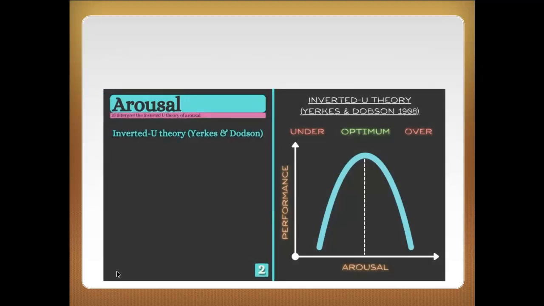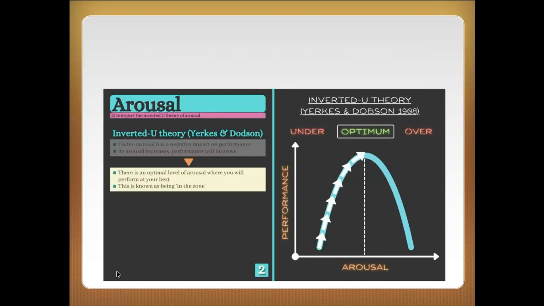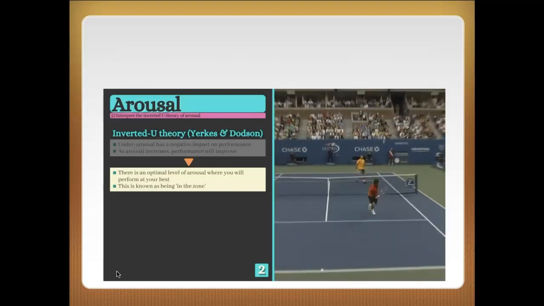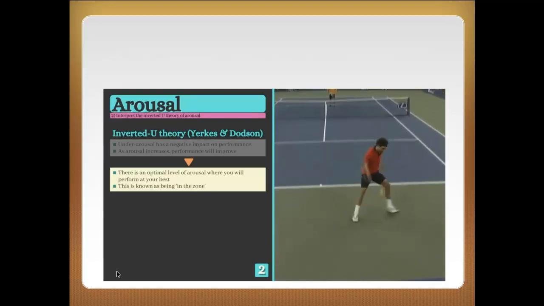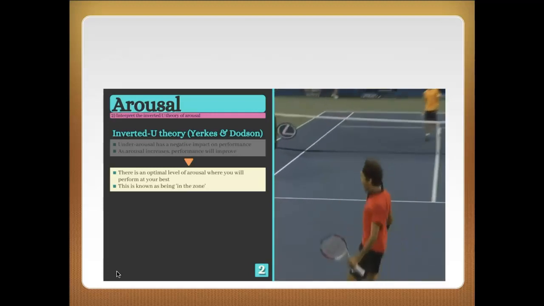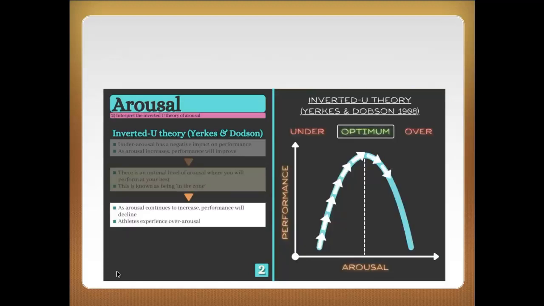In 1908, two psychologists named Yerkes and Dodson came up with a theory called the inverted U theory that explains the relationship between arousal and performance. According to this theory, as arousal increases, performance will also increase, but only until an optimal level is reached. We refer to athletes who reach this level as being in the zone. A flow state is achieved, and performers are determined and focused on the task at hand. As arousal continues to increase beyond this point, performance will begin to drop.